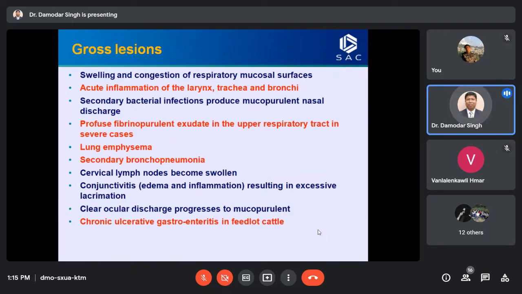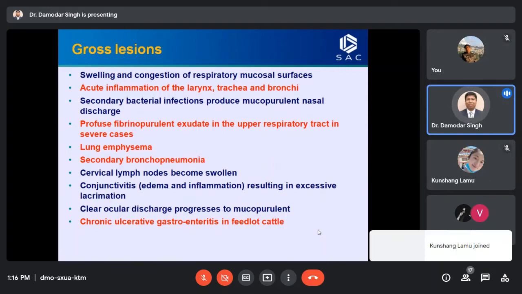Then coming to gross lesions, when you conduct post-mortem examination of the dead animals, the carcass is opened and you will find swelling and congestion of the respiratory mucosal surfaces, and there will be some acute inflammatory reaction on the larynx, trachea, as well as the bronchi, mostly in the upper respiratory tract. Then due to some secondary bacterial invasions, they may produce mucopurulent nasal discharges. Whenever thick mucopurulent, pus-like material is coming out of the nostril, these discharges are there, right?